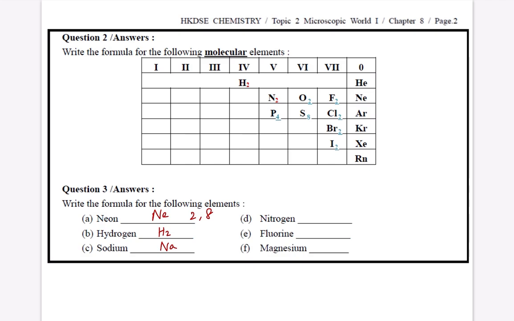And for nitrogen, it is N2, according to here. And then fluorine is F2 because it is not stable if it is a single atom. So it needs to form covalent bond, and it is F2. And for magnesium, it's a metal, so only 1. Mg.